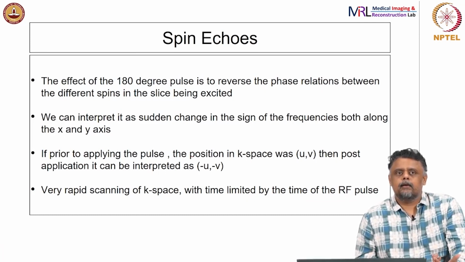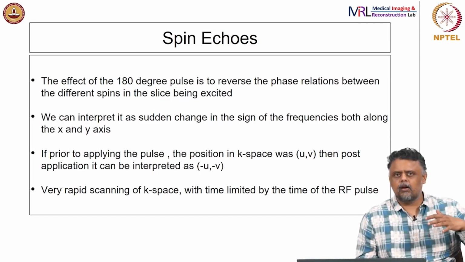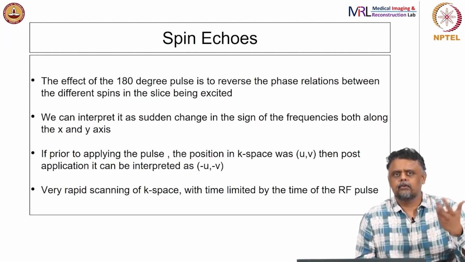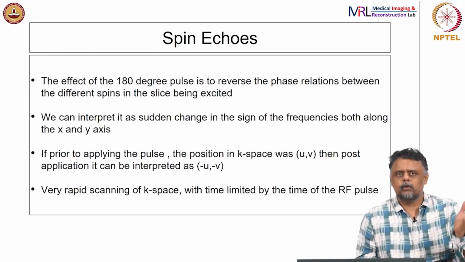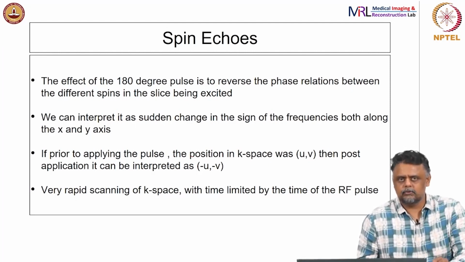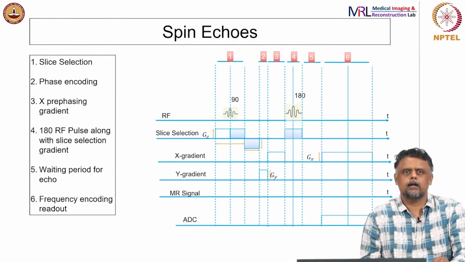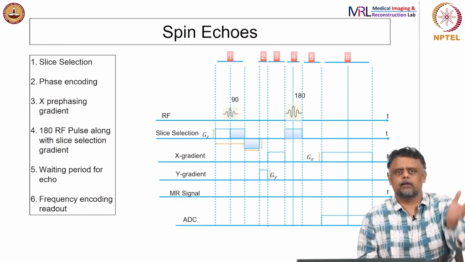So, this enables a lot of what you call image acquisition tricks. We will not go into details, but the 180 degree pulse, the spin echo pulse, is what is typically measured. Okay. Let us look at the sequence.